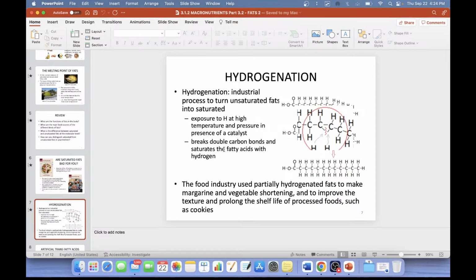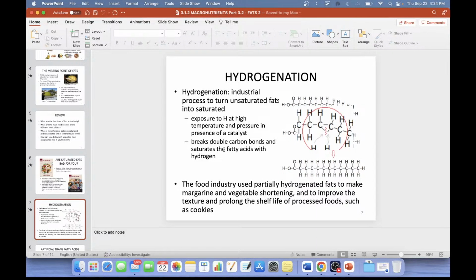The process consists of the exposure of the oil to hydrogen at high temperature and high pressure in the presence of a catalyst. Remember that a catalyst is a substance that favors certain chemical reactions without actually being part of the reactants or of the product. So it's just there to facilitate or to accelerate the reaction by helping with the breaking of the bonds of the molecules of the reactant.